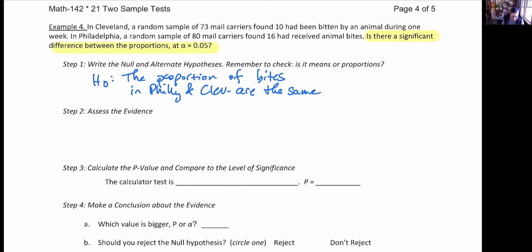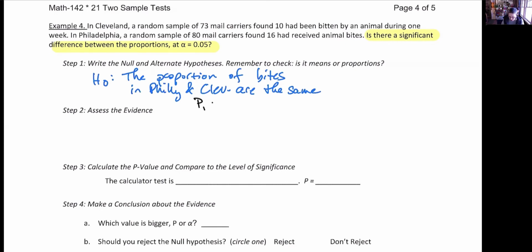Now I need to rewrite that into statistics. In statistics, I can write that as the first proportion equals the second proportion. But you've got to be very careful and organized about this because we need to make sure the order stays the same. Whatever you choose to be P1 and whatever you choose to be P2 has got to be the same every single time. So I like to color code this. I'm going to make Philly orange, Cleveland purple.